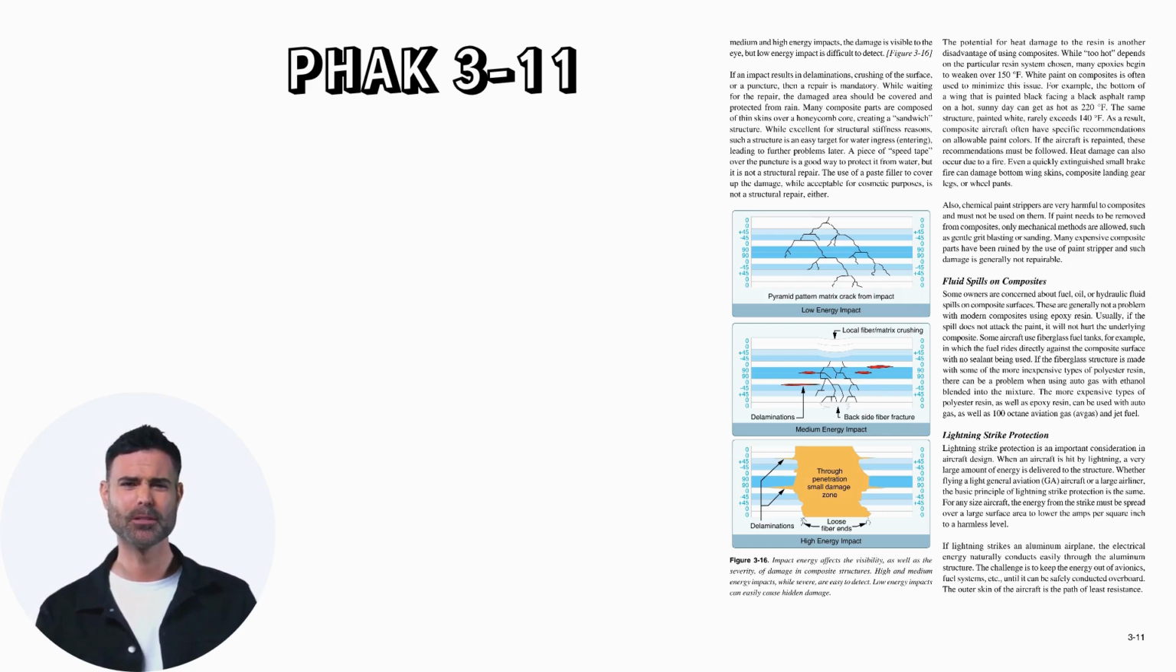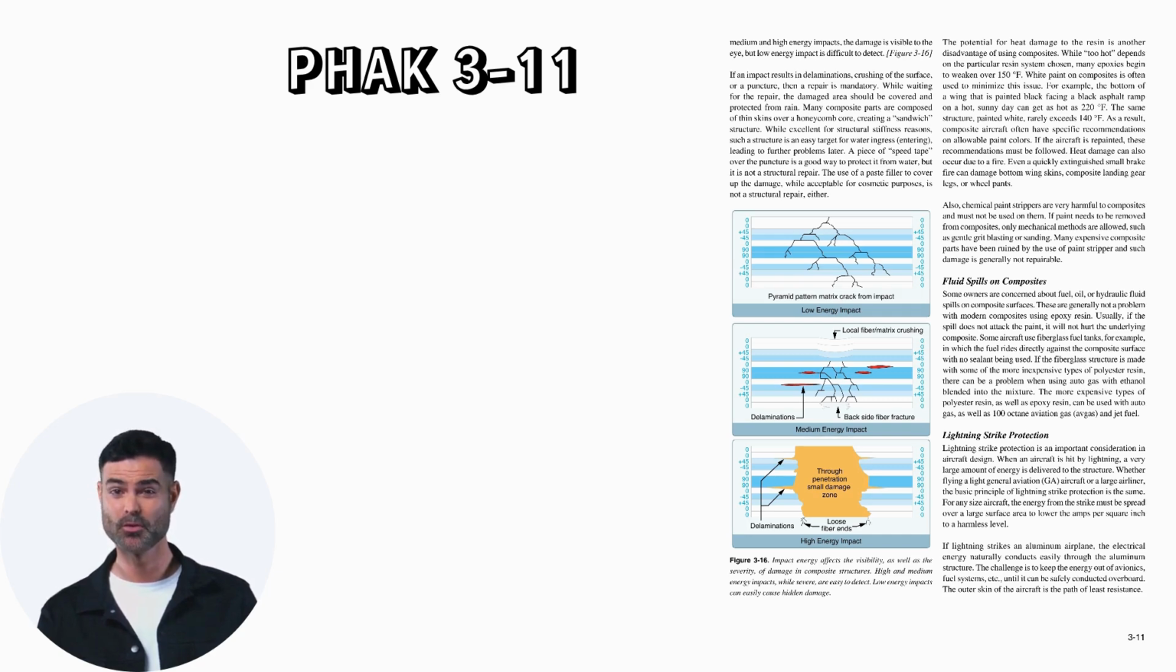Lightning strike protection. Lightning strike protection is an important consideration in aircraft design. When an aircraft is hit by lightning, a very large amount of energy is delivered to the structure. Whether flying a light general aviation, GA, aircraft or a large airliner, the basic principle of lightning strike protection is the same. For any size aircraft, the energy from the strike must be spread over a large surface area to lower the amps per square inch to a harmless level.